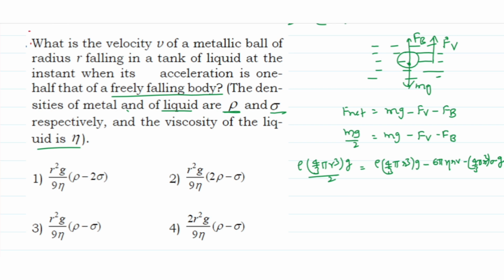Now we have to bring this to one side. So minus 6 pi eta r v plus, taking 4/3 pi r cube common on the right side, rho minus sigma, into g, will be equal to rho into 4/3 pi r cube into g by 2. Here on both sides you have to cancel, so let's see what is left over.